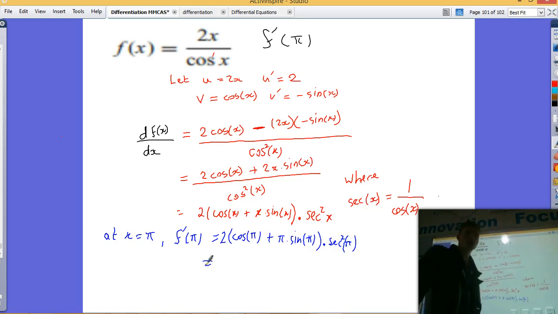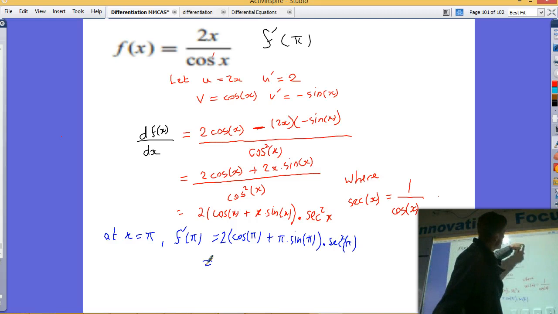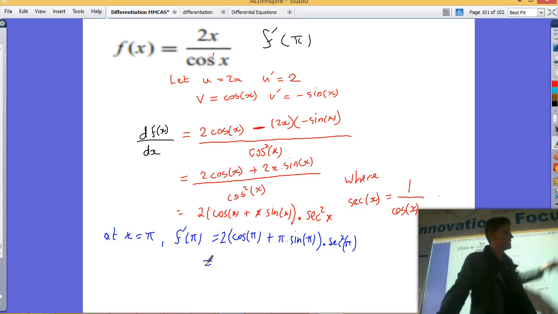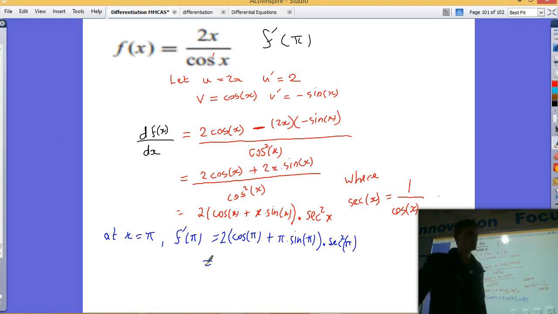I need to know my exact values of circular functions, don't I? I need to have that table of sine, cos, tan, and all my known angles available to me. It's got to be up in here. I have to know them. I need to know them for the exam.